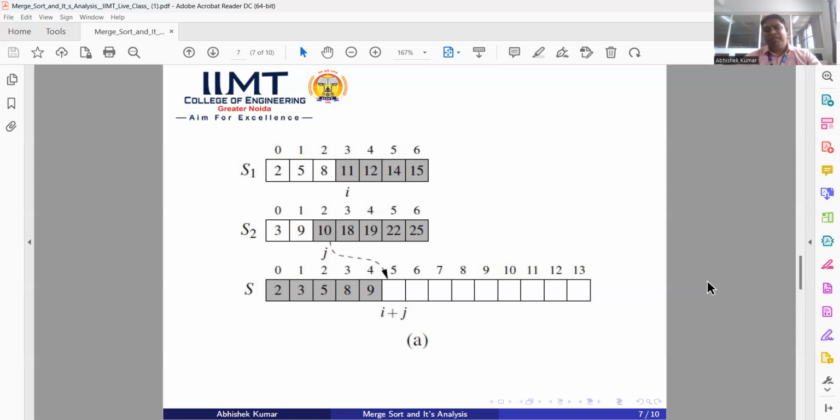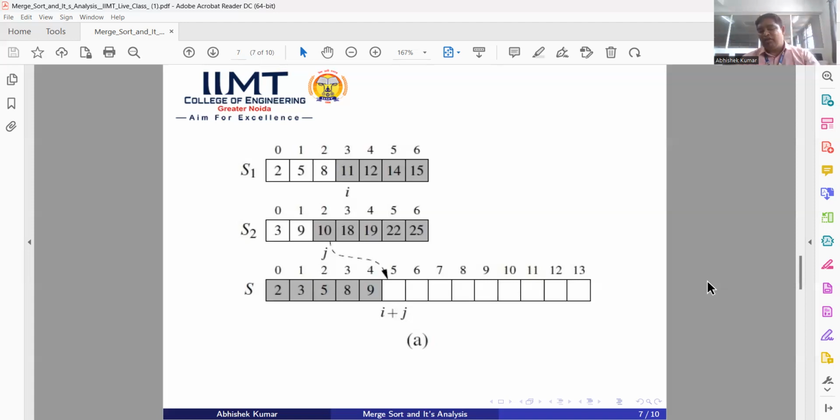That means i value is 3 and j value is 2. That means we have to fill the fifth position. That means S[i plus j], that means 3 plus 2, that means 5. So S of 5, which value will it point to? Now again we'll compare. What is the value of S1 of 3? S1 of 3 value is 11. And what is the value of S2 of j? S2[j] value is 10. So because S2[j] value is smaller than S1[i], that means 10 will be copied here.